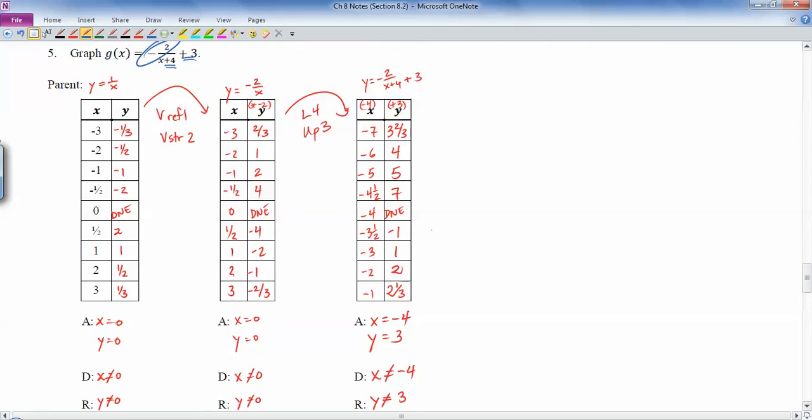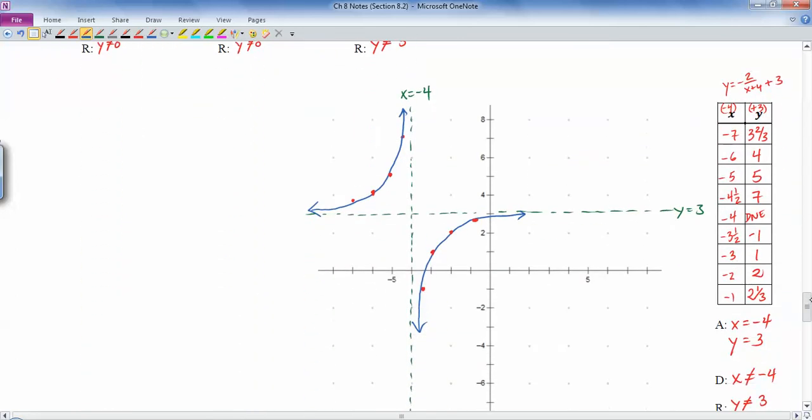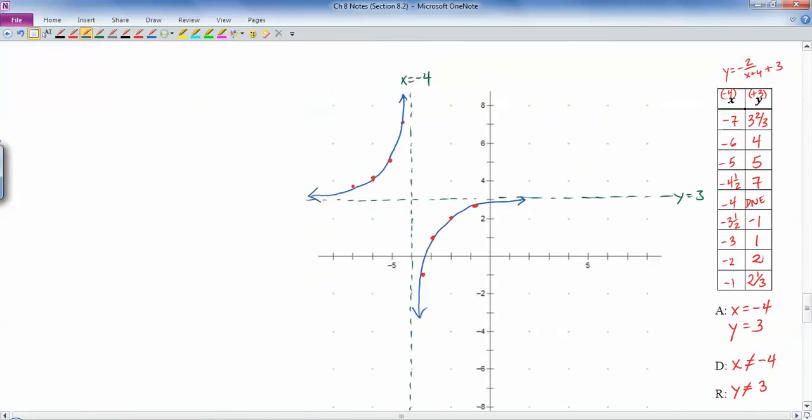So you can pause here and check your charts, and then in a couple of seconds I'll scroll down and show you the graph. Okay, so here's the graph with that last chart next to it. So again, this is the final chart, and this is the graph of this function right here.